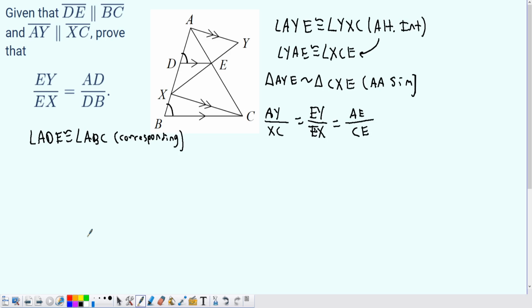Is there any other angle that I could possibly show? And I am just going to go the easy route and say they both share angle A. So I'm just going to write angle A is congruent to angle A. Now I have two pairs of congruent angles. Hence, now I know I have similarity. Triangle ADE is similar to triangle ABC.